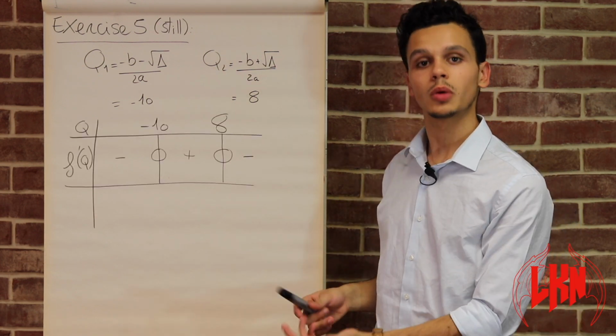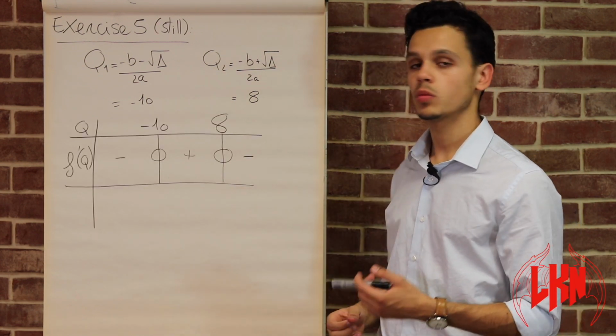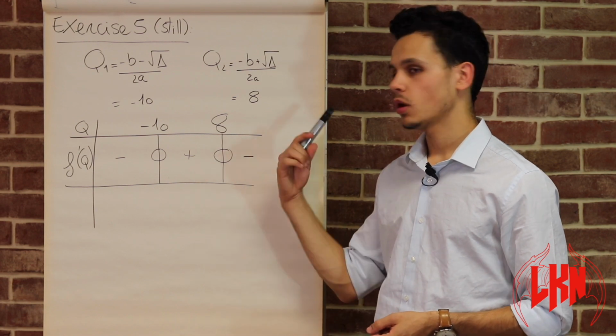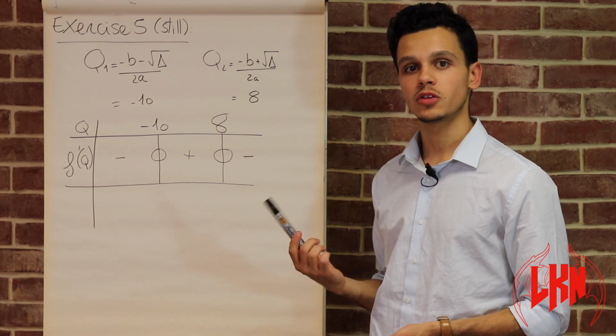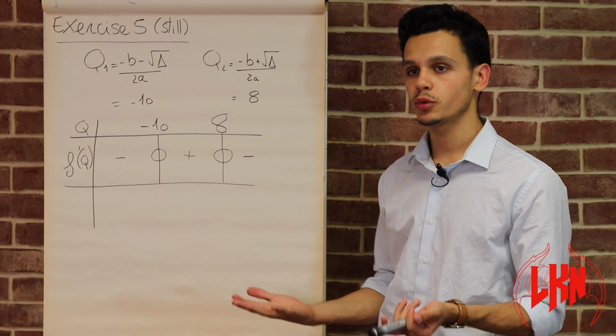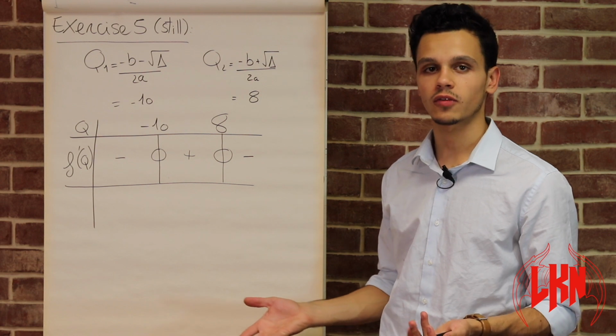And then, using everything we computed, we can graph this table, and that table lets us know the sign of f prime depending on q. Then, using that same table, we're going to be able to see the variations of f. I'm going to show you.